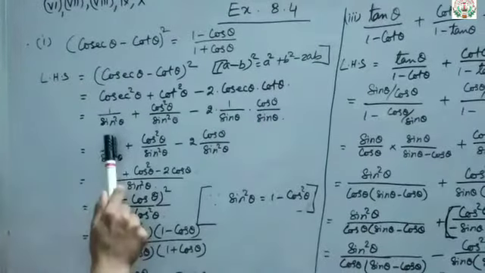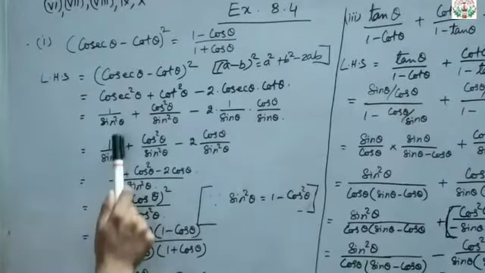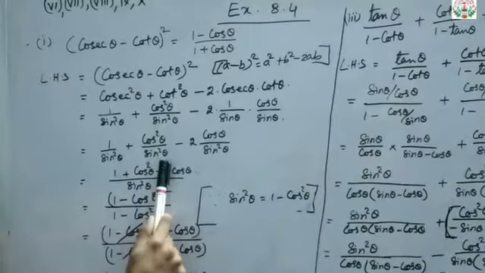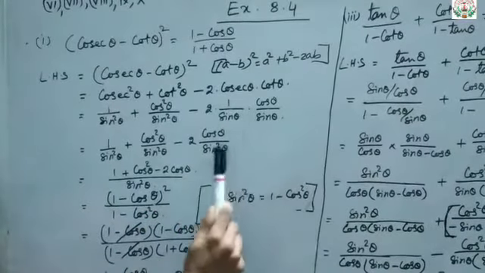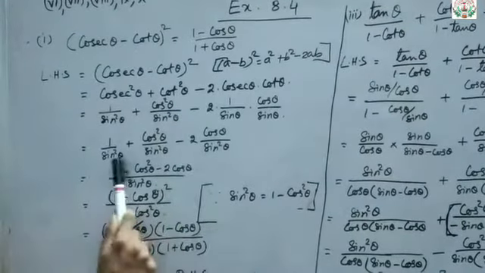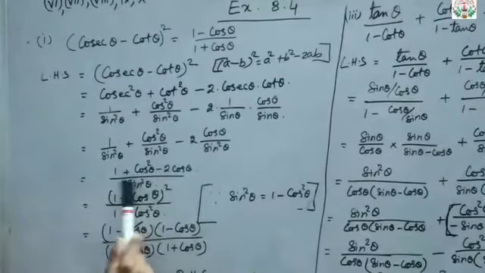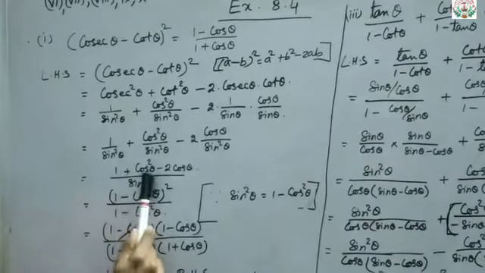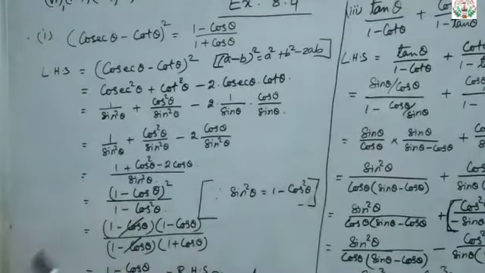Okay, so now you can see everywhere we have sin square theta in the denominator. So I can again write 1 upon sin square theta plus cos square theta upon sin square theta minus 2 into, multiplying the numerator and denominator, what I will get? Cos theta upon sin square theta. So everywhere you can see the denominator has sin square theta. Take LCM as sin square theta. So the numerator will be 1 plus cos square theta minus 2 cos theta. Now this is in the formula of which one?